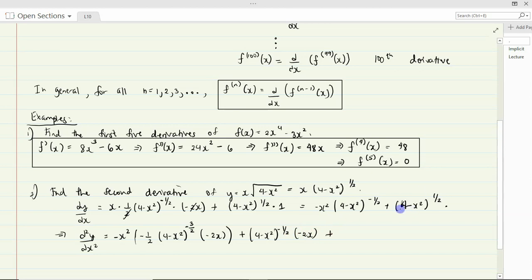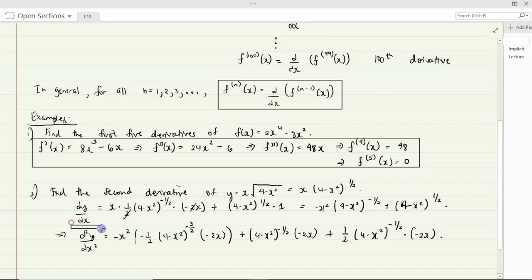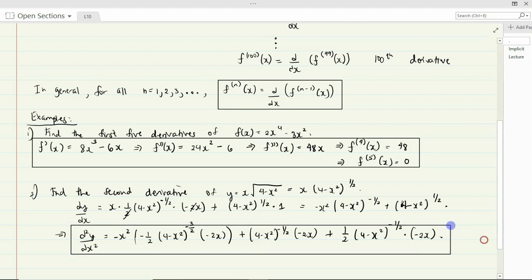Plus, dito na tayo sa pangalawang term. Anong derivative niyan? It's 1/2 times 4 minus x squared raised to 1/2 minus 1, which is negative 1/2, times derivative nitong loob. Anong derivative ng loob? It's negative 2x. And that is your final answer. So that is the second derivative of y with respect to x.